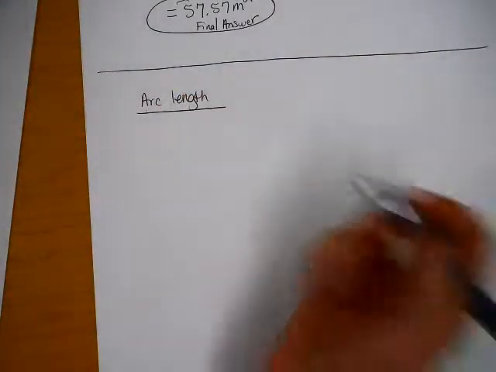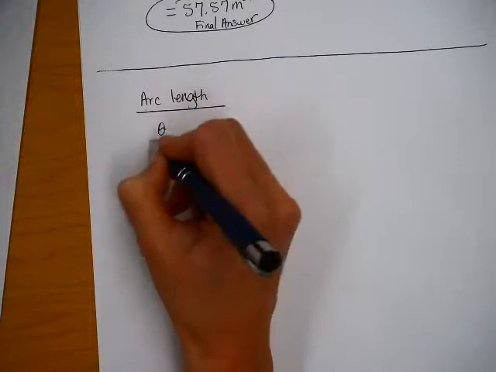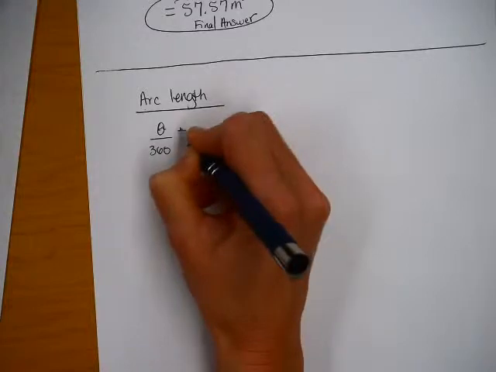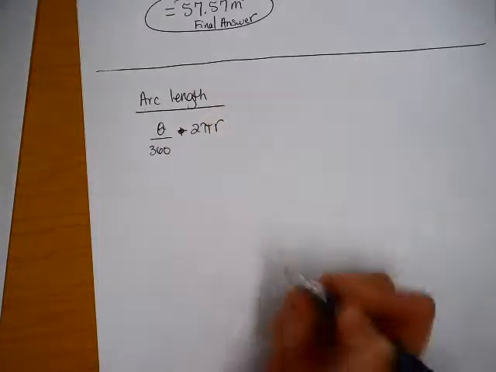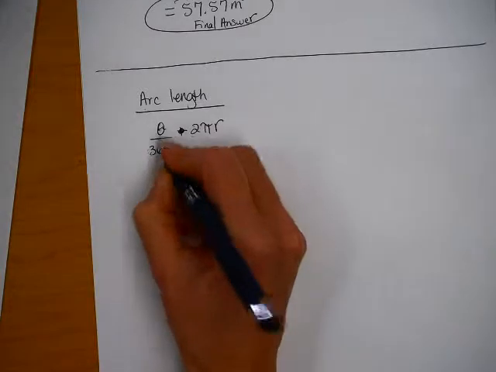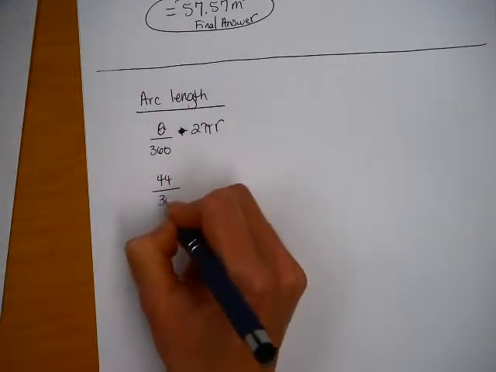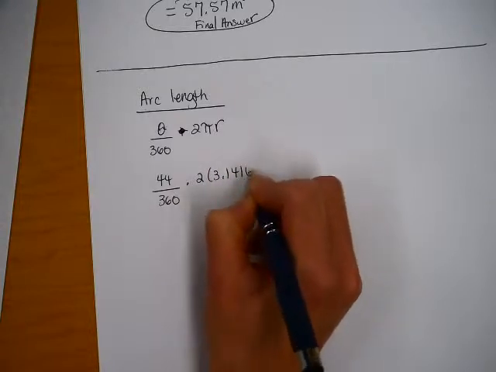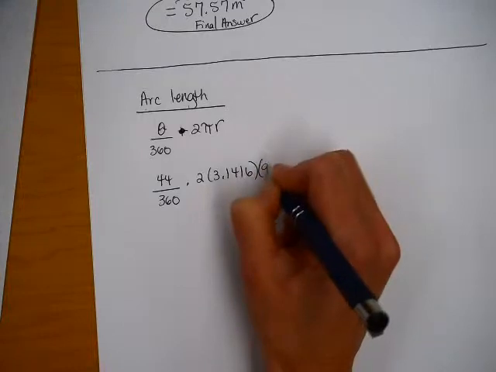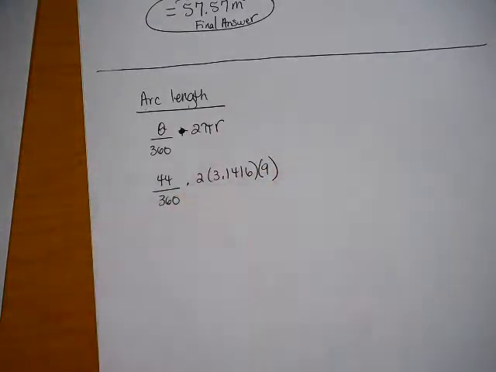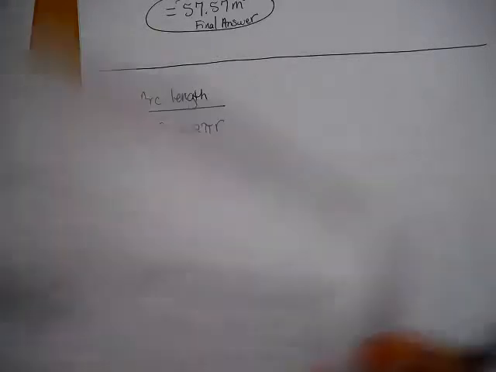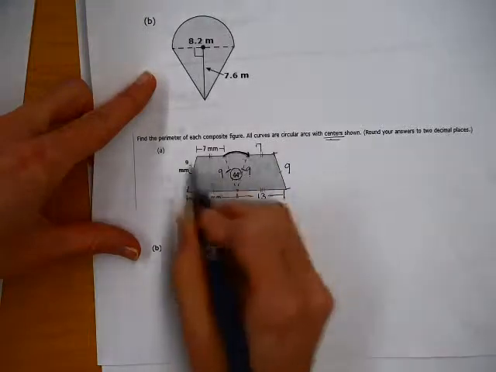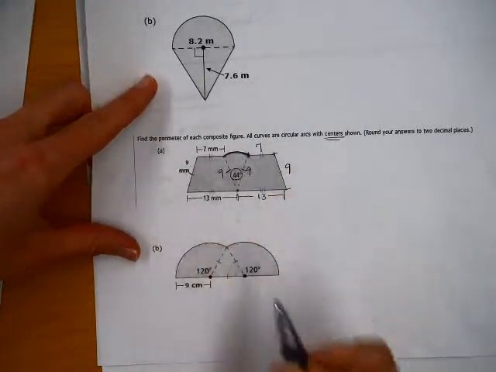So if I take that formula for arc length of a circle, which is theta divided by 360 times 2 times pi times the radius, not plus, but times, I plug in 44 degrees divided by 360 times 2 times 3.1416 for pi times my radius, which we said was 9. Then I can get my arc length, or the piece here that's curved, and then I can add all the rest of my sides up plus this arc length, and I'll have my perimeter of the overall figure.